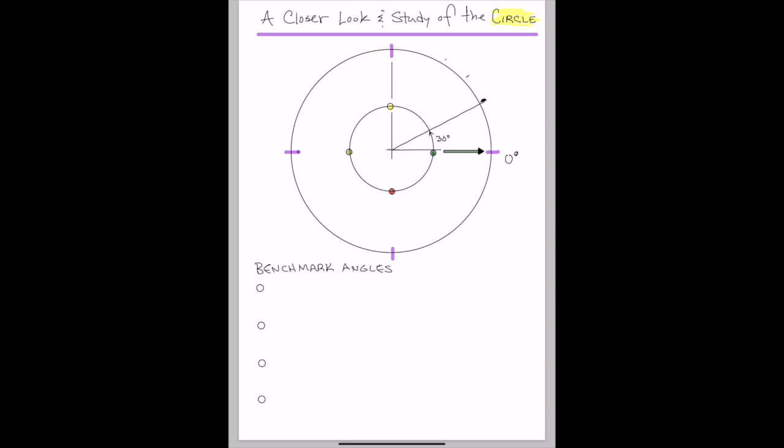So we'll list out these common benchmark angles. The next one would be an increment of 15 to 45 degrees, so that's 15 plus 30. That gets us to our next benchmark, and that happens to be right here.